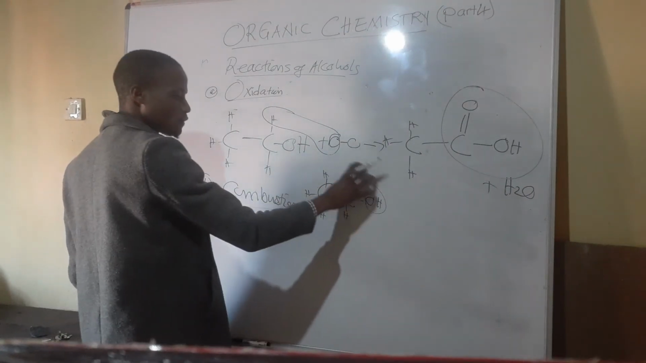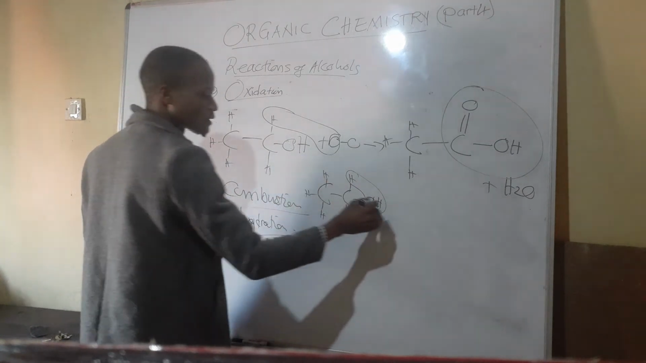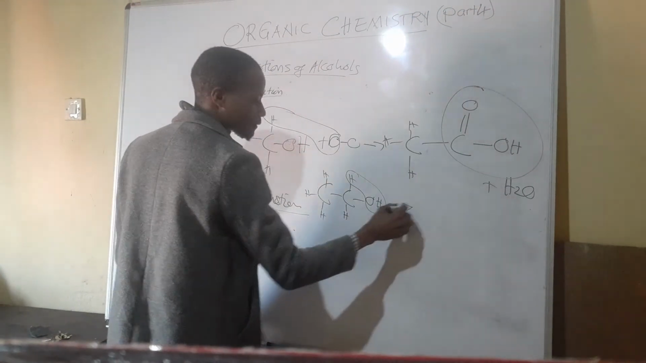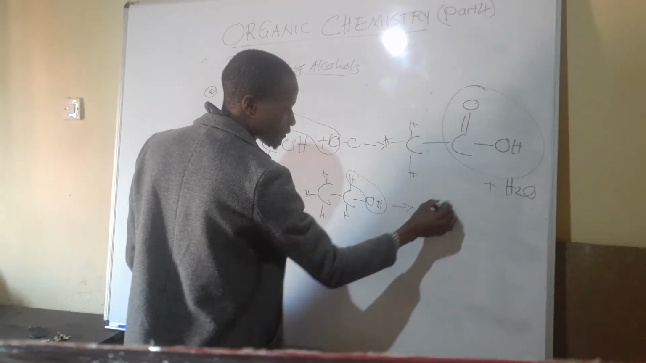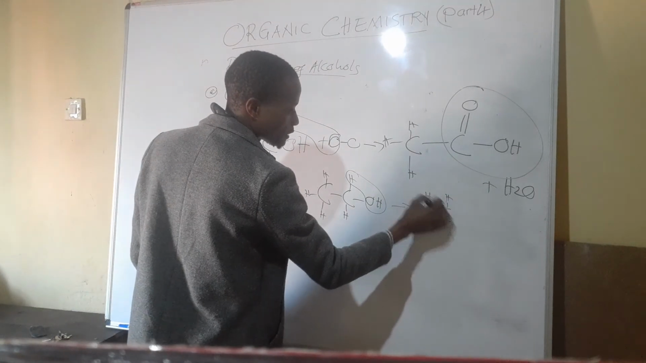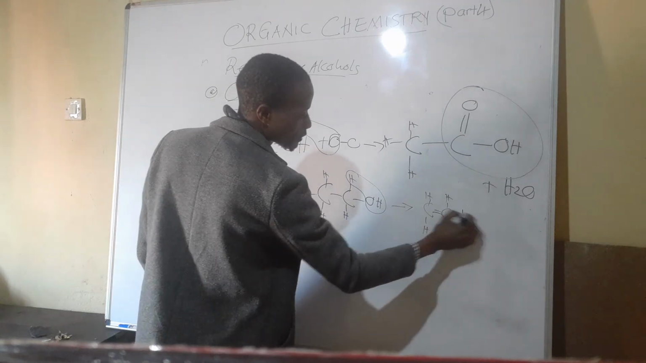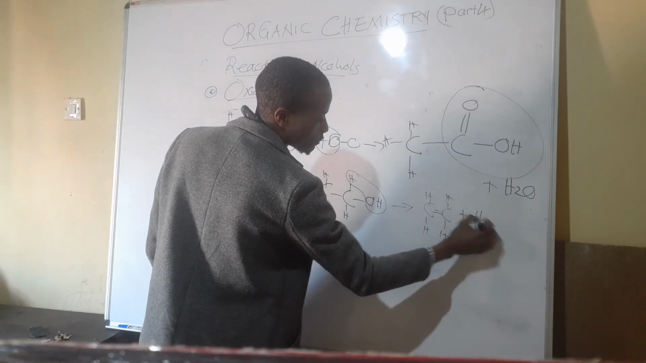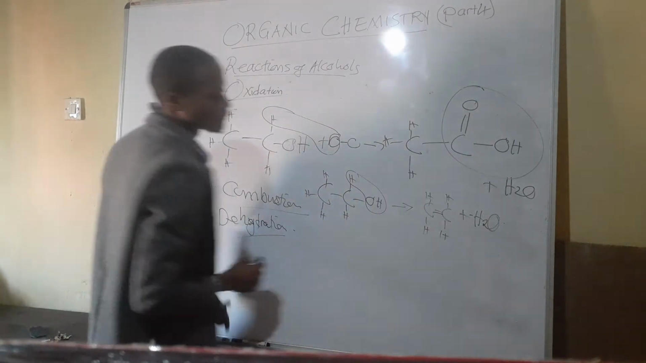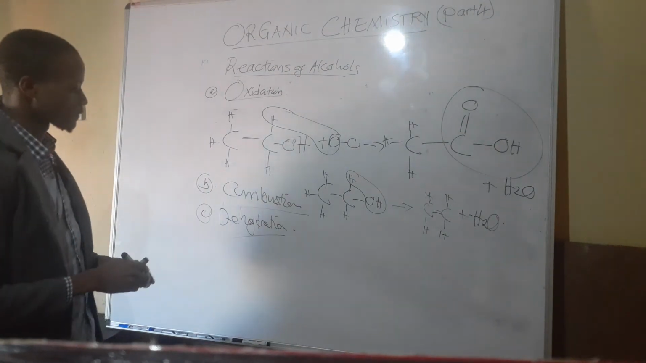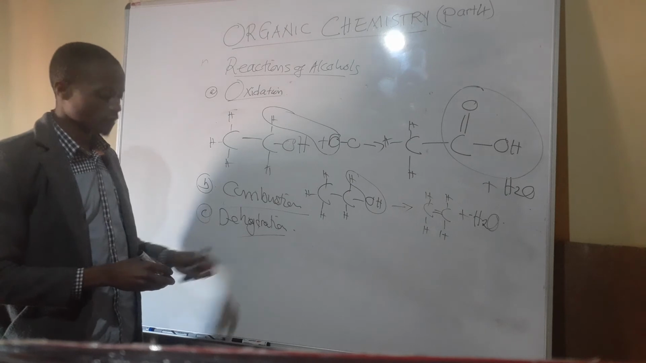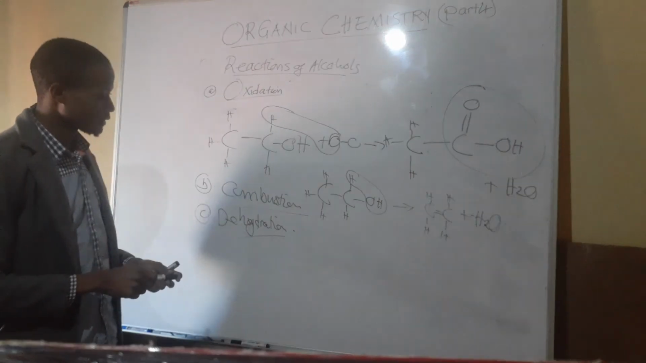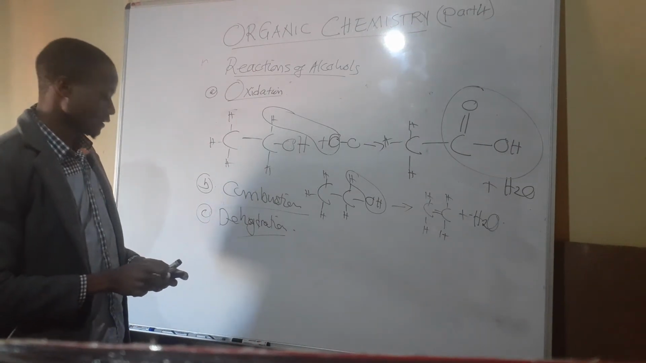So if you remove these two parts, you are going to produce what is called an alkene, with a double bond. Remember we said alkenes have double bonds. So dehydration produces an alkene plus water which has been removed. So that is dehydration of alcohols. And apart from that, we have esterification.